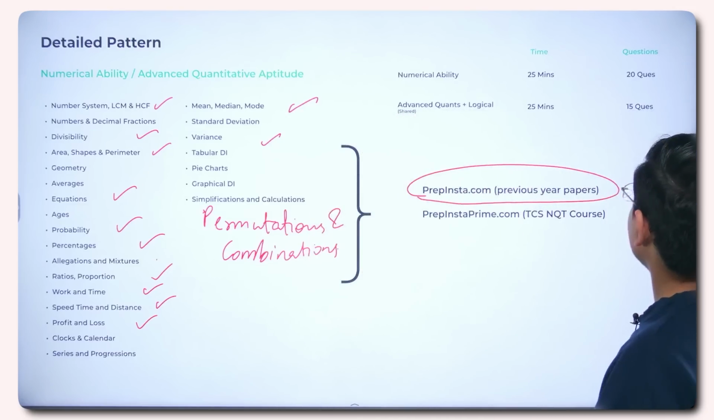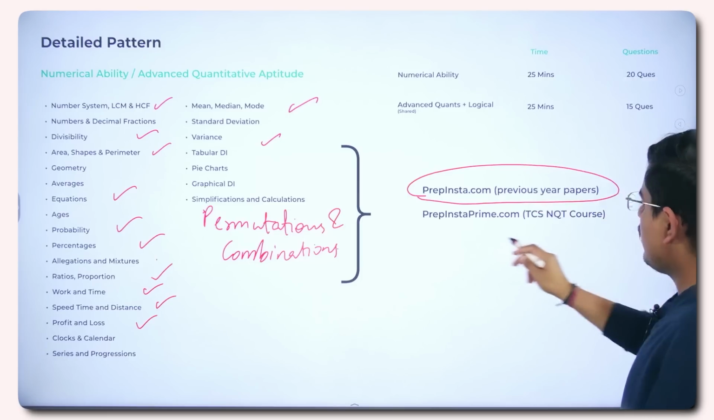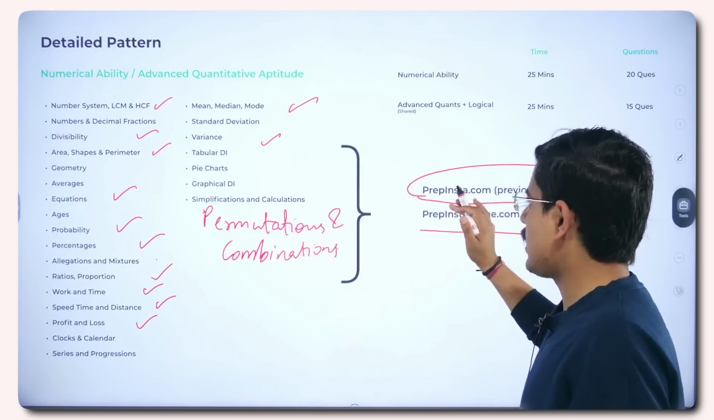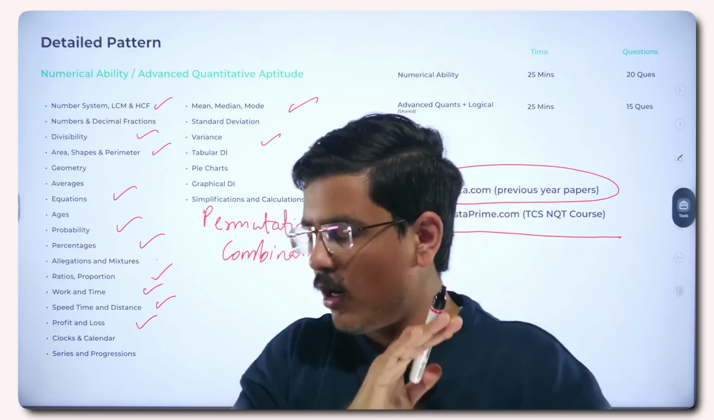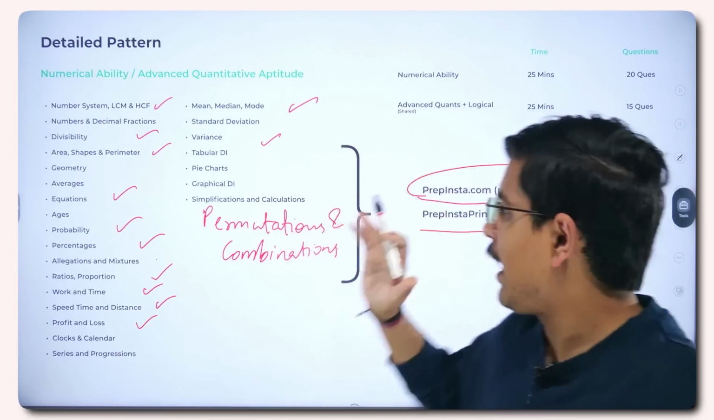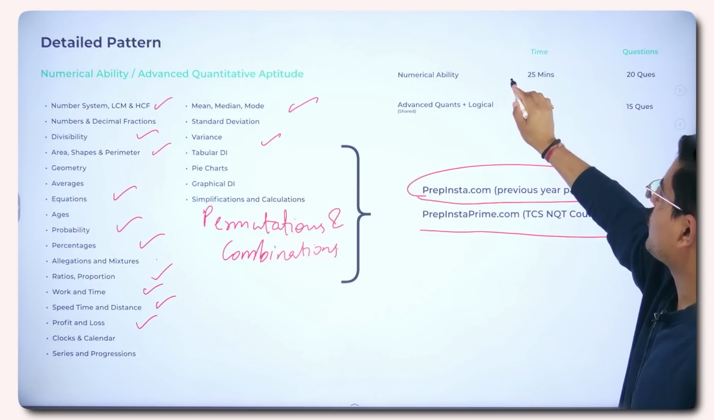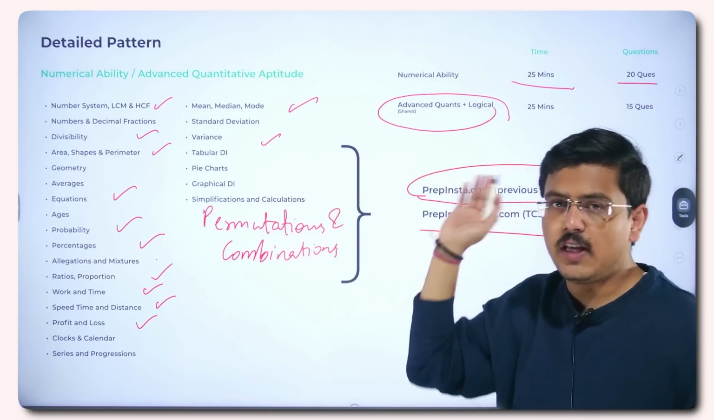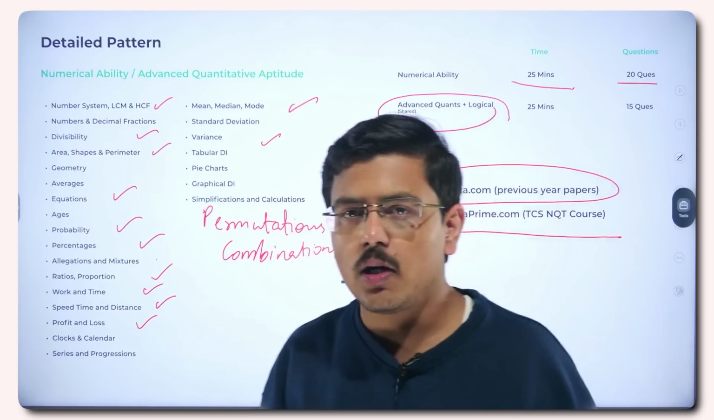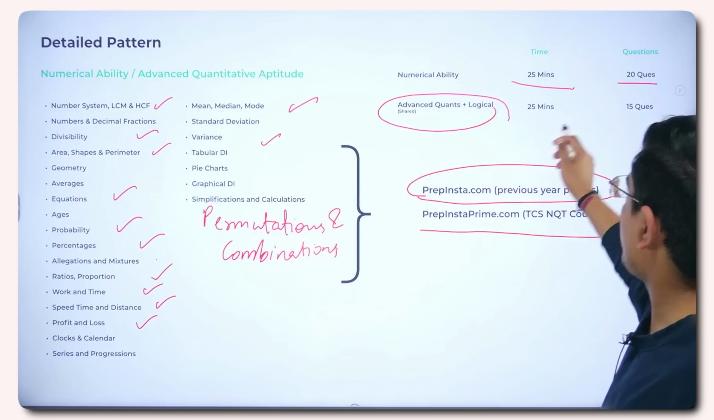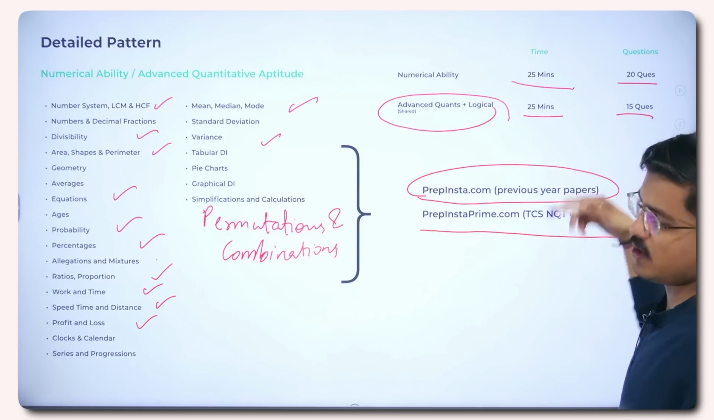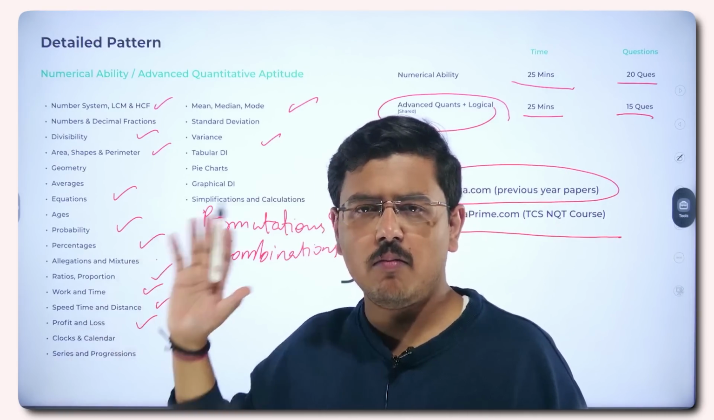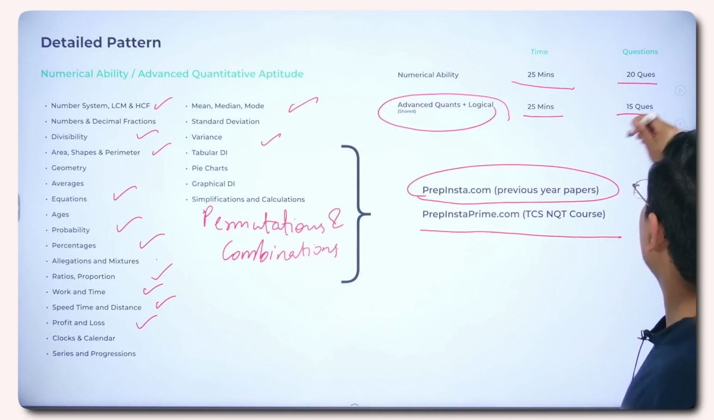So, this TCS NQT course I showed you on Prep Insta Prime. Alongside that, prepinsta.com previous year papers are a gold mine. Go ahead, solve them out. Once you've done this, because here you have 25 minutes and 20 questions, and in advanced quants and logical, you will have 15 questions. Not all would be from quants, but time is shared and the number of questions is shared. So 25 minutes and 15 questions. Out of 15, generally you have 8 or 7 questions from quants. Go ahead, prepare it well.